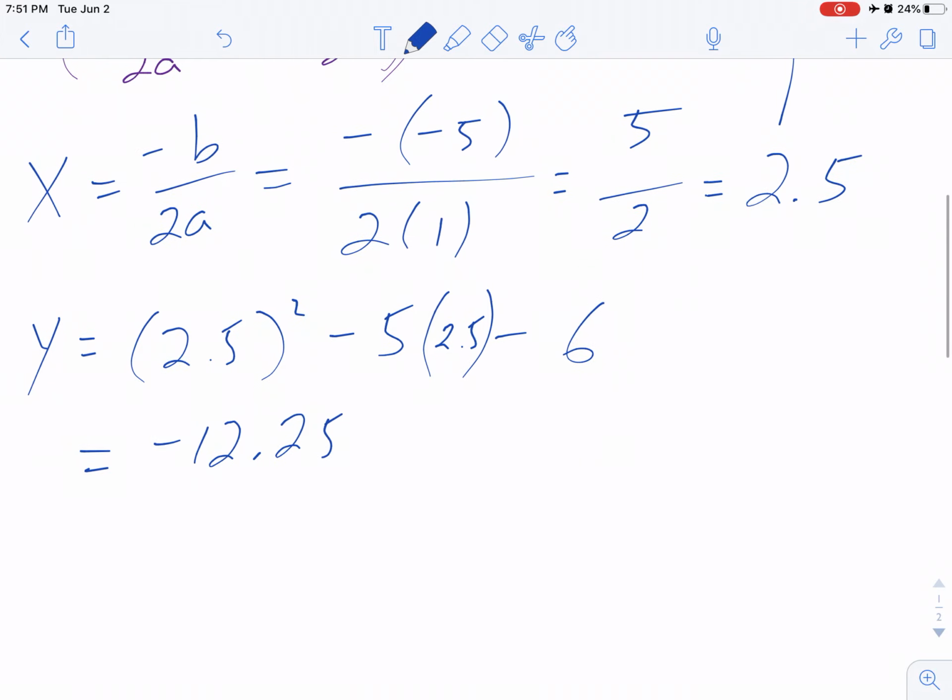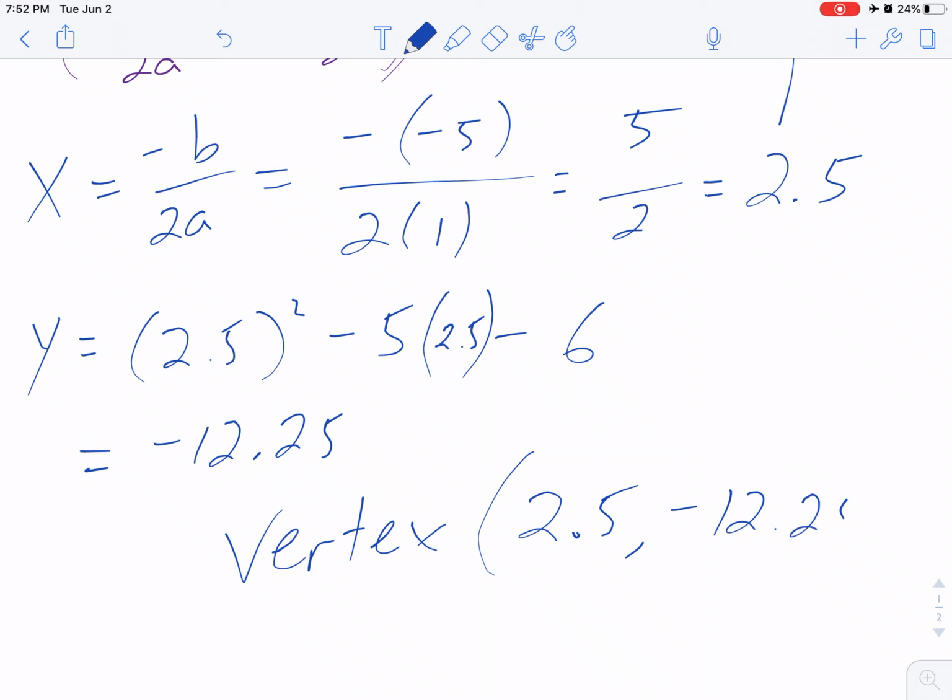So my vertex is 2.5 comma negative 12.25. Remember, we're just being asked to find an ordered pair. When you are asked for the vertex, you just need to find a point on a graph. So there it is. That is the vertex for this parabola.